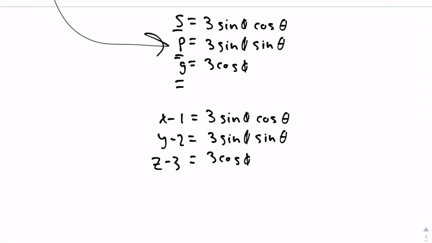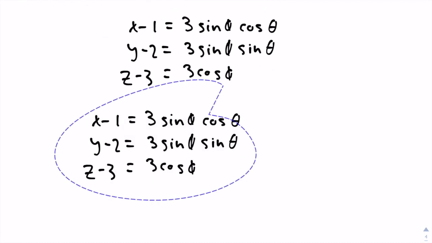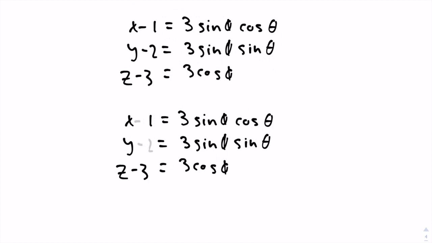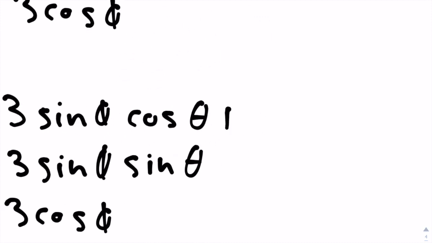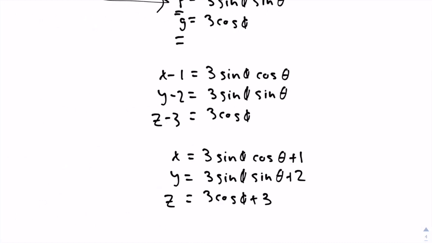In doing some simple math, we then get, let's copy this again, just so that we don't have to write it out again. We can erase all these values as we're going to add them over to the other side. But in doing so, we are going to get our parametric equations for this sphere centered at the point 1, 2, 3, and with a radius 3.